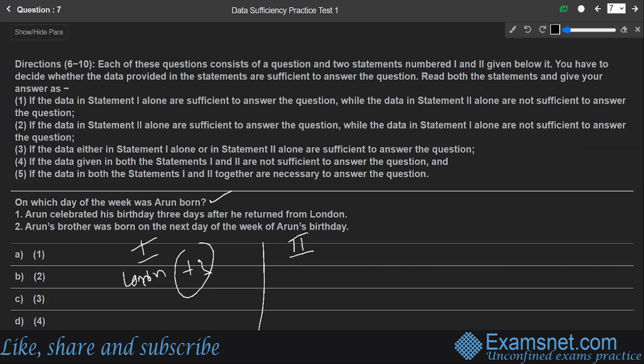But even if we combine both the statements together, we are not able to answer the question, because neither when Arun returned from London is given, nor Arun's brother's birthday has been mentioned in the question. So clearly, by combining both the data also, it is not sufficient to answer the question. So option 4 again becomes relevant, and that is the right answer.